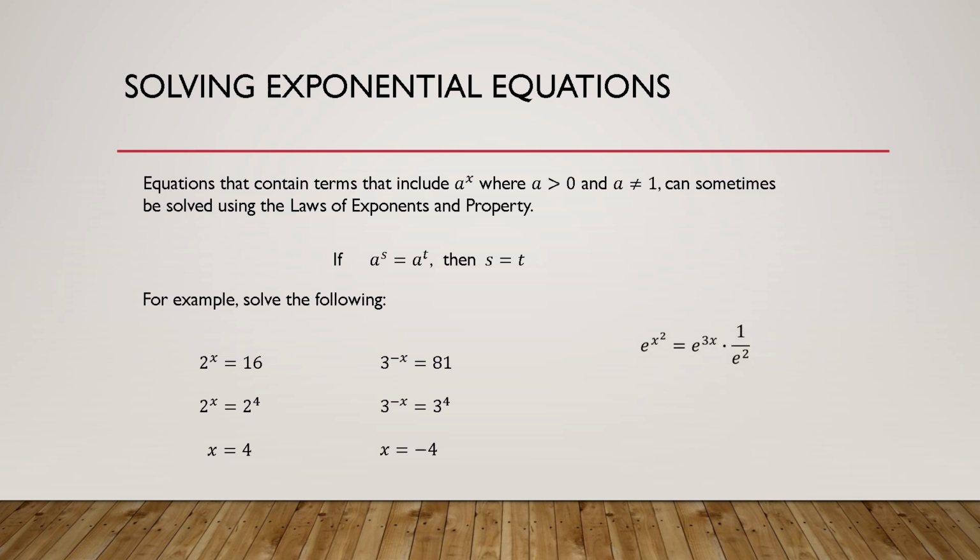Lastly, e to the x squared equals e to the 3x times 1 over e squared. E to the 3x times 1 over e squared equals e to the 3x minus 2. This means x squared equals 3x minus 2. If we move all terms to the left side of the equation, it can be expressed as a quadratic equation, x squared minus 3x plus 2 equals 0. X squared minus 3x plus 2 factors into x minus 2 times x minus 1. Setting this equal to 0 leads to the two solutions, x equals 2 and x equals 1.